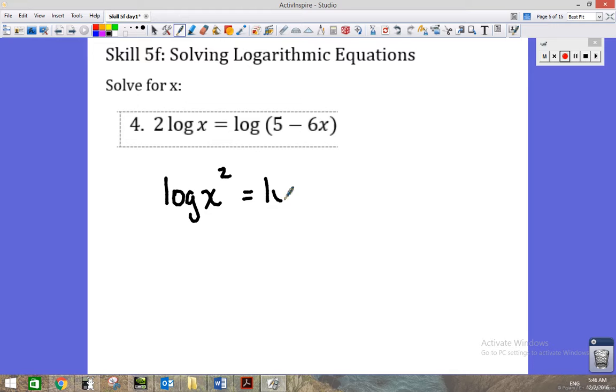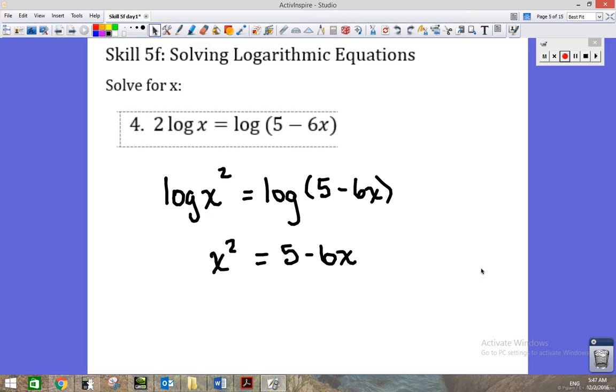And over here, now I have a log equal to a log. So if the numbers are the same, the arguments are the same, and I have x squared is equal to 5 minus 6x, that's a quadratic equation.